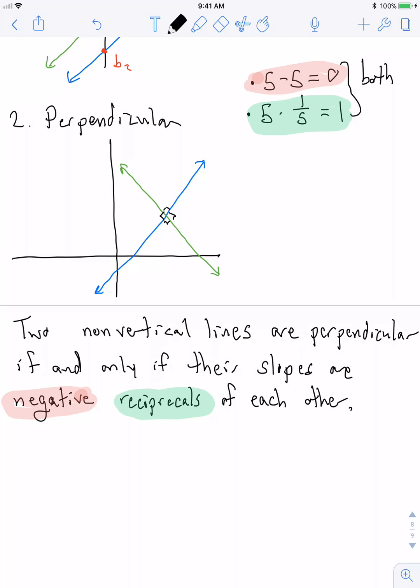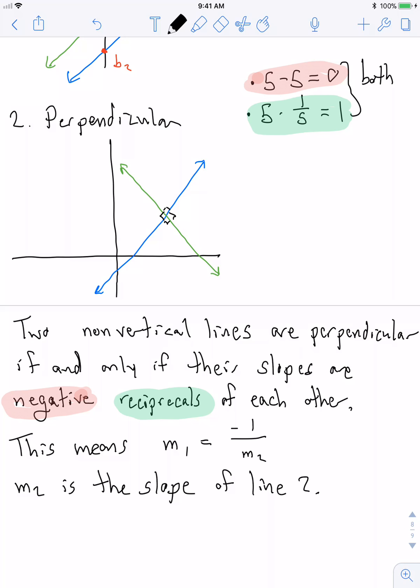So we can sort of write this down. This means the slope of the first line should be negative 1 divided by M2, where M2 is the slope of line 2. So to get the slope, we not only flip it over, but we also make it negative. And that's all there is to it. Again, the y-intercepts can be pretty much anything we want here.